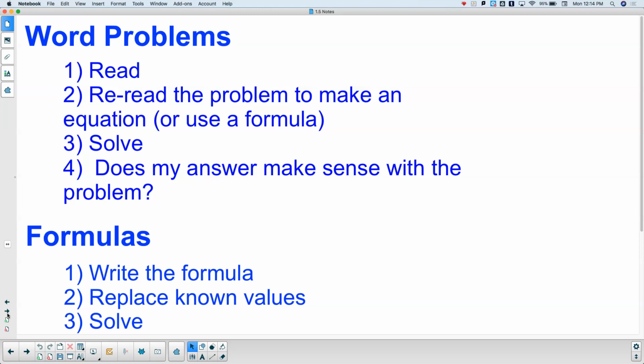and it's hard to check a word problem answer because you don't have the actual equation to check it back into. Because the equation that you solved is the equation that you came up with. So it's hard to check it back in the equation. So more importantly, we ask, does that answer make sense?